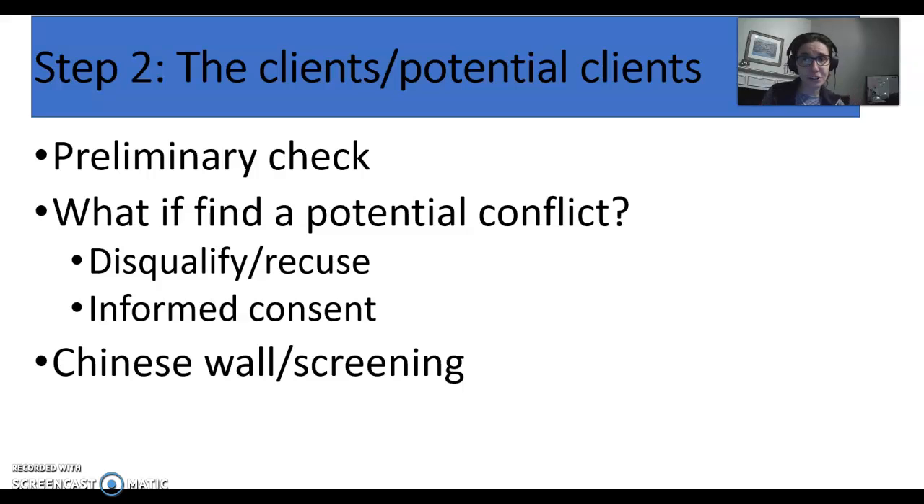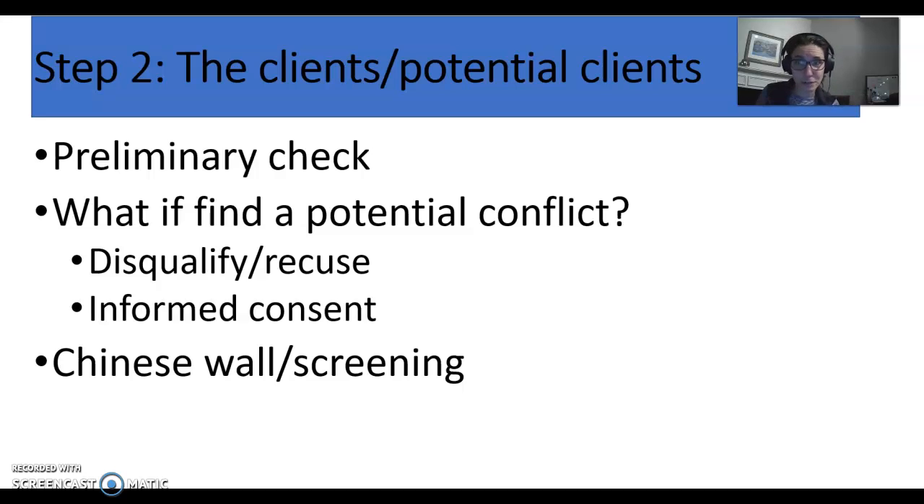Okay, so we've done our checks. We know who this client is. We've run the names through our system. Everybody at the firm has an opportunity to say, oh, we're representing the Smith Corporation. What if we find a potential conflict? Is this like an automatic no? So we have options. If there's a potential for a conflict, one option is to disqualify your law firm from the representation. We often use the word recuse ourselves in the law.